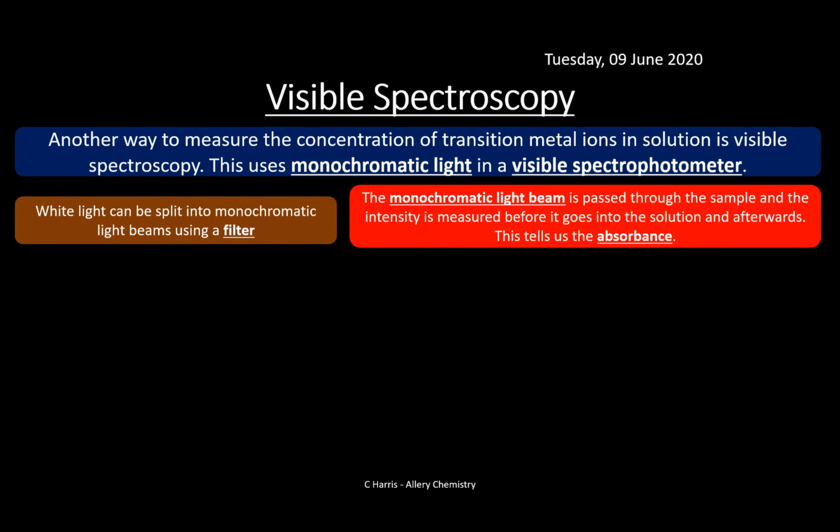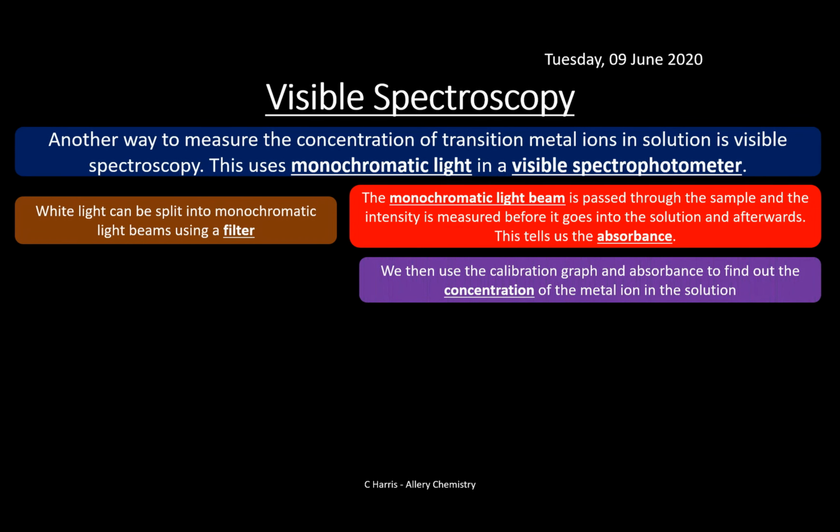That monochromatic light beam is then passed through your sample, and the intensity is measured before it goes into the solution and afterwards, and this tells us the absorbance. Again, there's no difference to what we've just seen before. It's exactly the same method so far. So we then use the calibration curve and the absorbance to find out the concentration of the metal ion in the solution. That's what we've just seen in the previous slide.